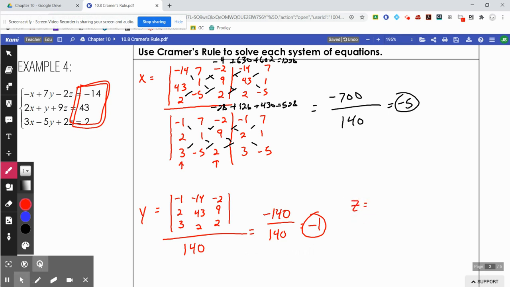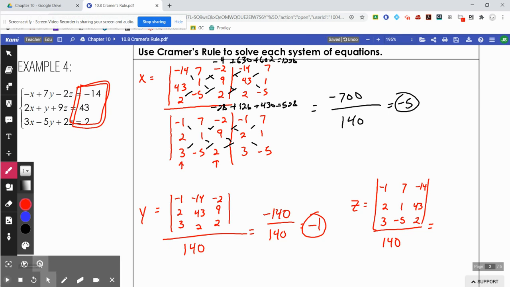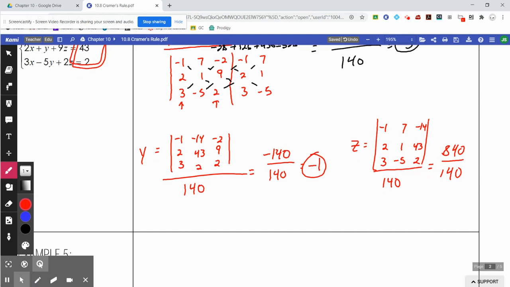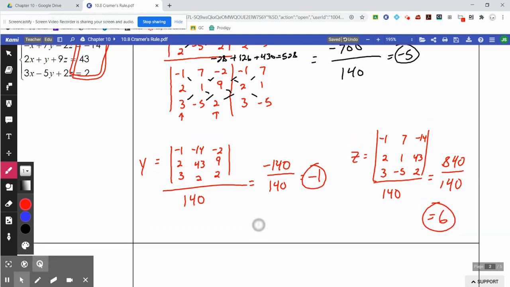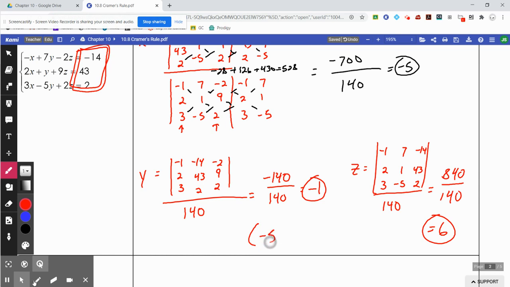To find your z value, again, the bottom is going to be the same 140. However, the top, you take the first two columns from your coefficient matrix, which was negative 1, 2, 3, 7, 1, negative 5, and you replace your z column with negative 14, 43, and 2. When you work out the determinant on top, you get 840. And when you divide 840 by 140, that gives you a value of 6. So therefore, your x value is negative 5, your y value is negative 1, and your z value is 6. There is the solution to that system.